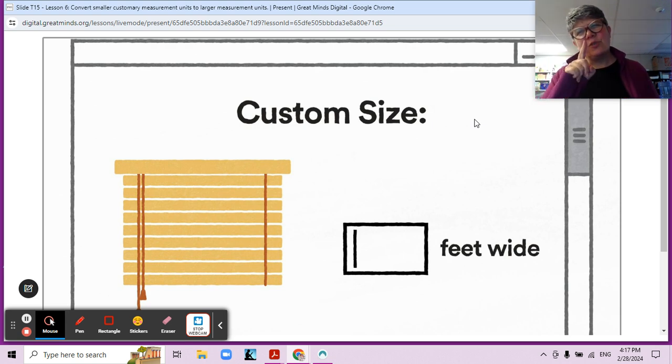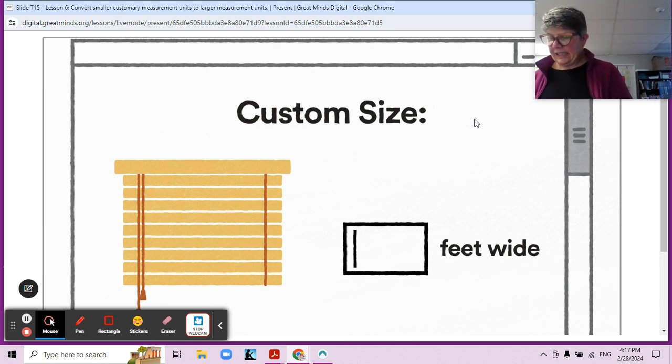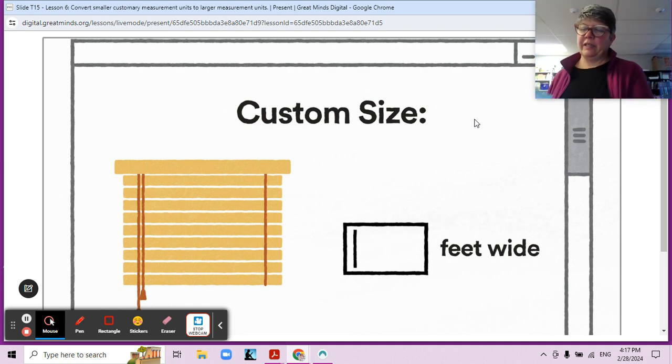12 inches in a foot. 12, 24, 36. Not sure that 30 is a multiple of 12. No, not going to work out exactly. About how many feet do you think it'll be? 30 inches? About 2 feet, right? Because 2 feet is 36 inches. So about 2 feet would be 30 inches.